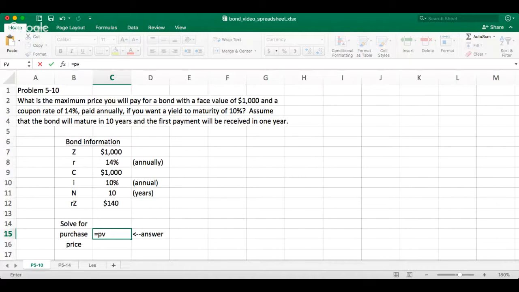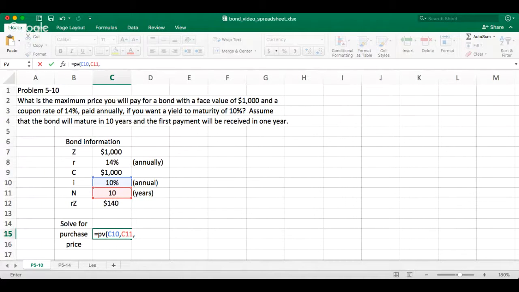So we're equal to PV of, what's the rate? Well, remember, the rate is the yield. This is the I. So this is the yield for the bond purchaser. That's 10%. Number of periods is the number of periods of ownership, and we're assuming that the purchaser will keep it to maturity, 10 years.